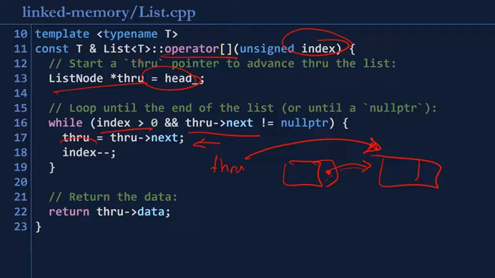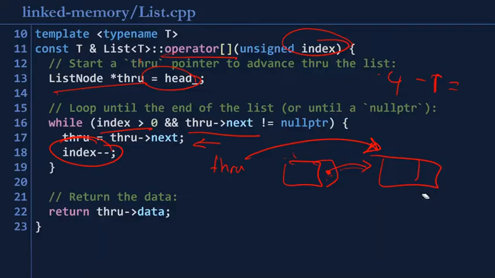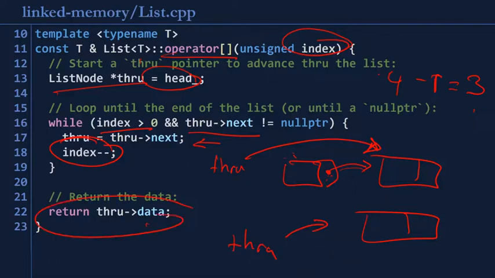And the second thing we want to do is decrement index. So if we start index at 4, after we visited one node, we want to remove 1 from that and make it equal to 3. So as we advance through this loop 4 times, we'll eventually get to through pointing to the actual data that we're interested in. And we don't want to return the list node to the user because the user doesn't even care about list nodes. The user wants to know what's the data at index 4. So we go ahead and return through arrow data. So we are accessing the list node's data element.